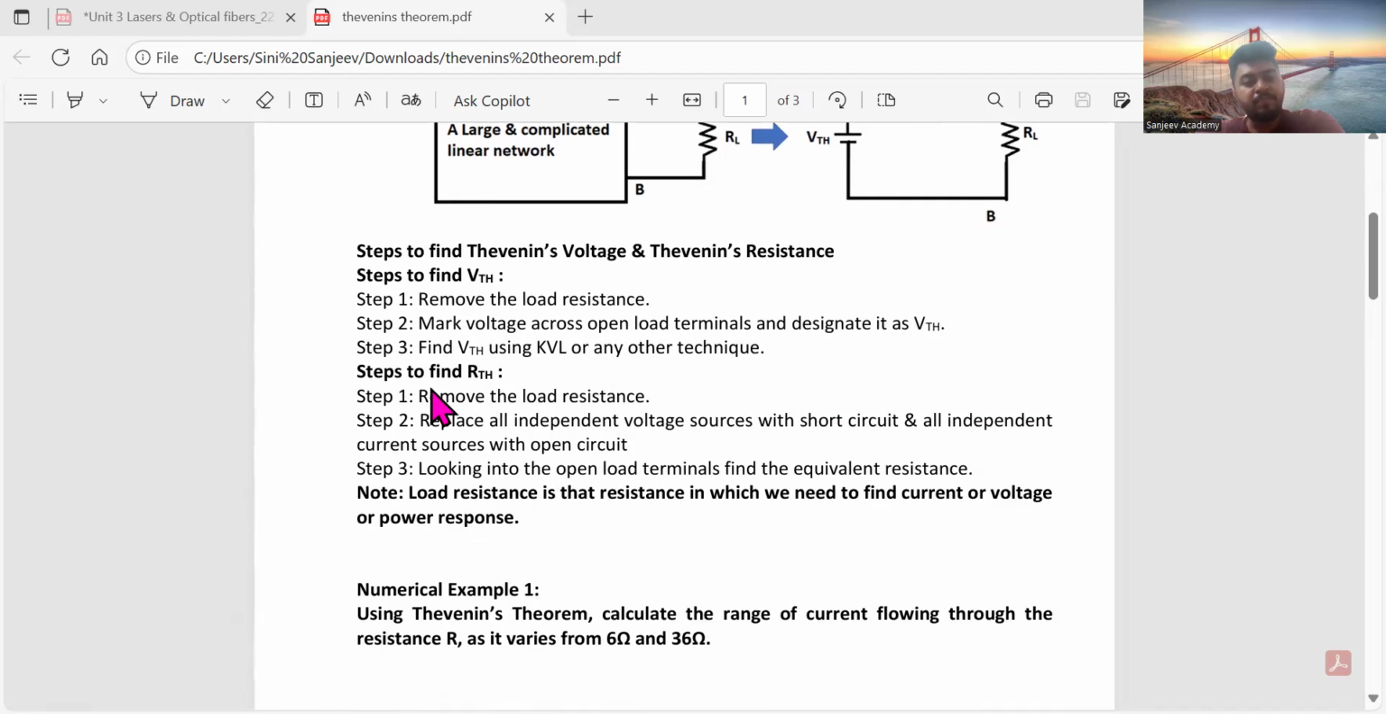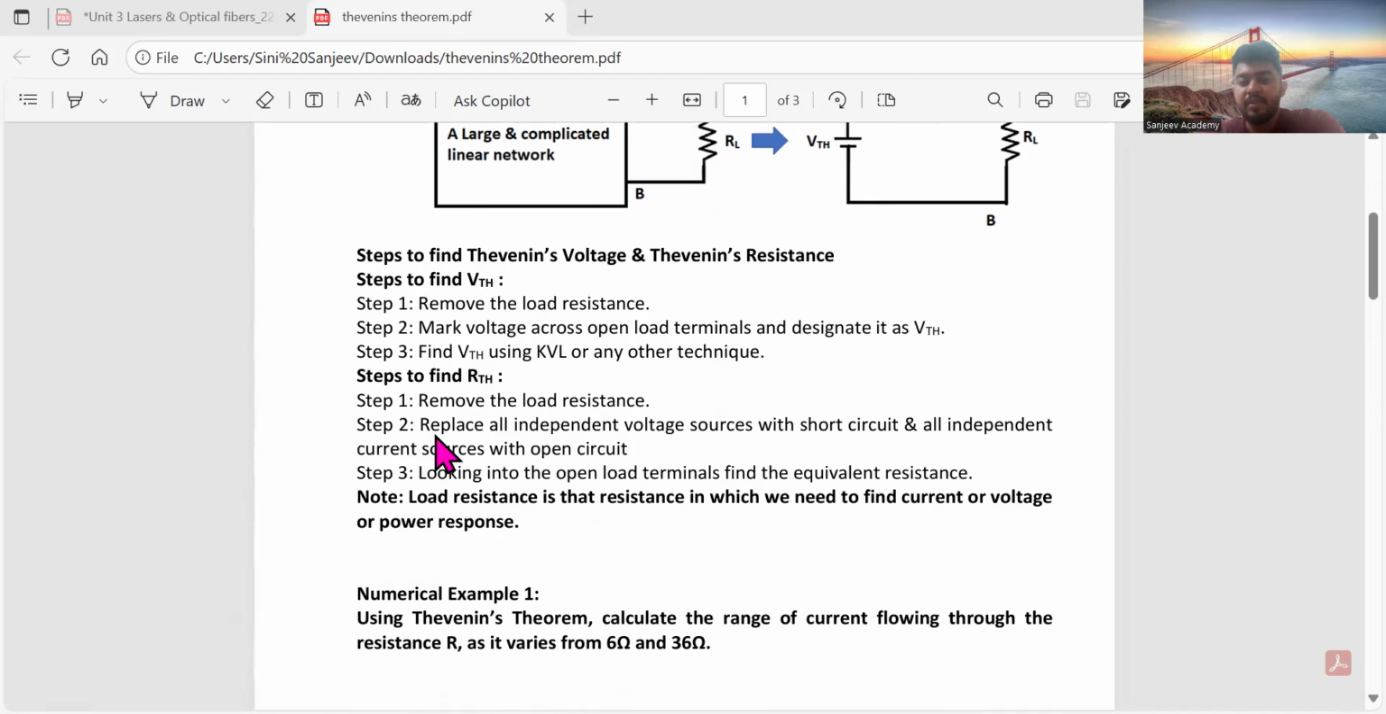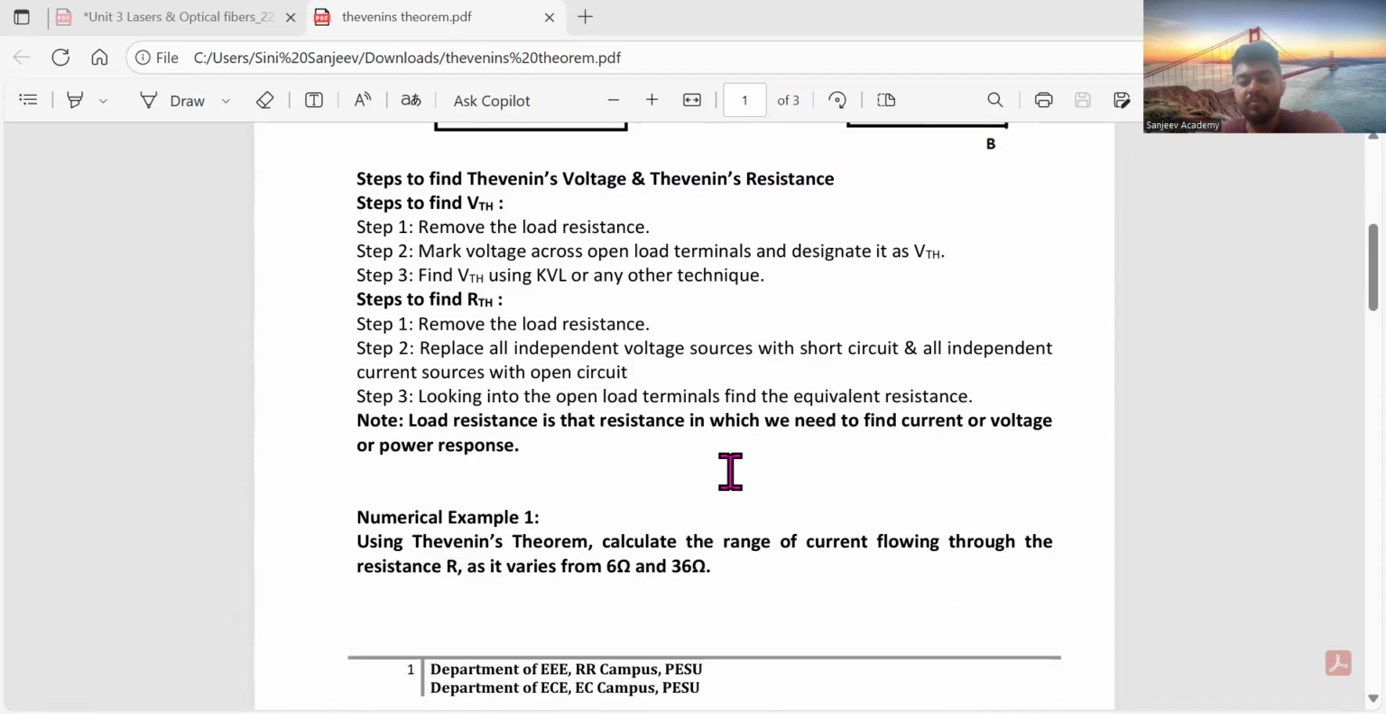To find the RTH also, remove all the load resistance. So the first step is the same. Then replace all the independent voltage sources with short circuit, a straight line, so maximum current or uninterrupted current, and all independent current sources with open circuit. Open circuit I just showed you. Then looking at the open load terminals, find the equivalent resistance. It's very simple, pretty much simple.